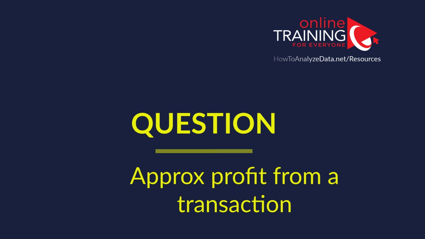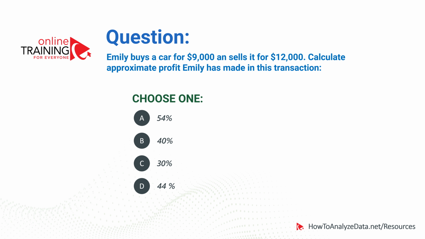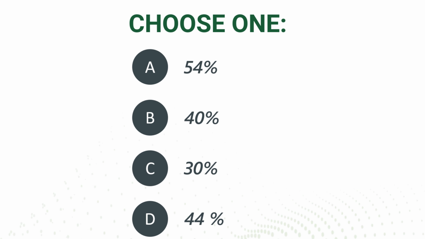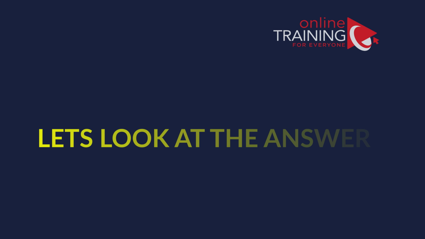Let's look at an assessment test question, which is frequently used as part of abstract reasoning, numerical reasoning, and logical reasoning tests. Emily buys a car for $9,000 and sells it for $12,000. Calculate the approximate profit Emily has made in this transaction. 54% is choice A, 40% choice B, choice C is 30%, and choice D is 44%. Which one do you think is the right answer here?